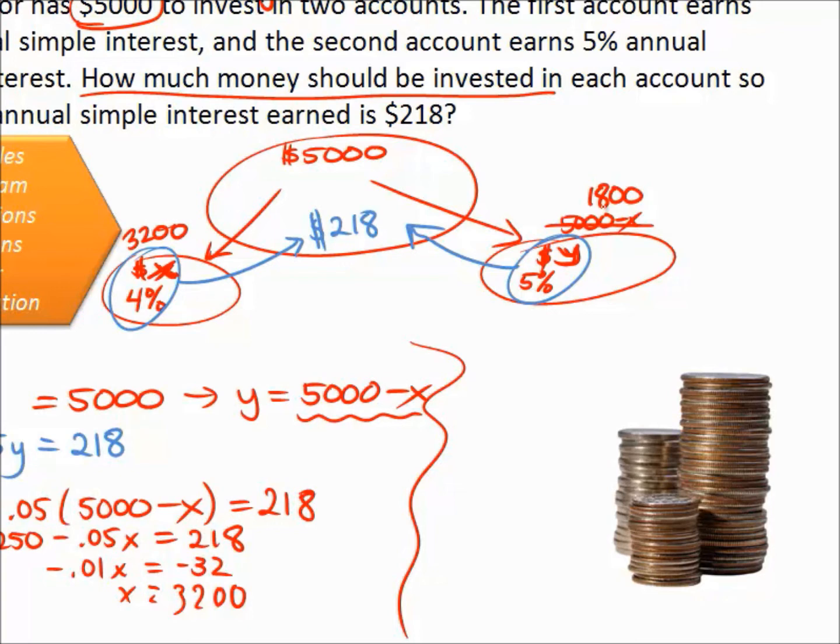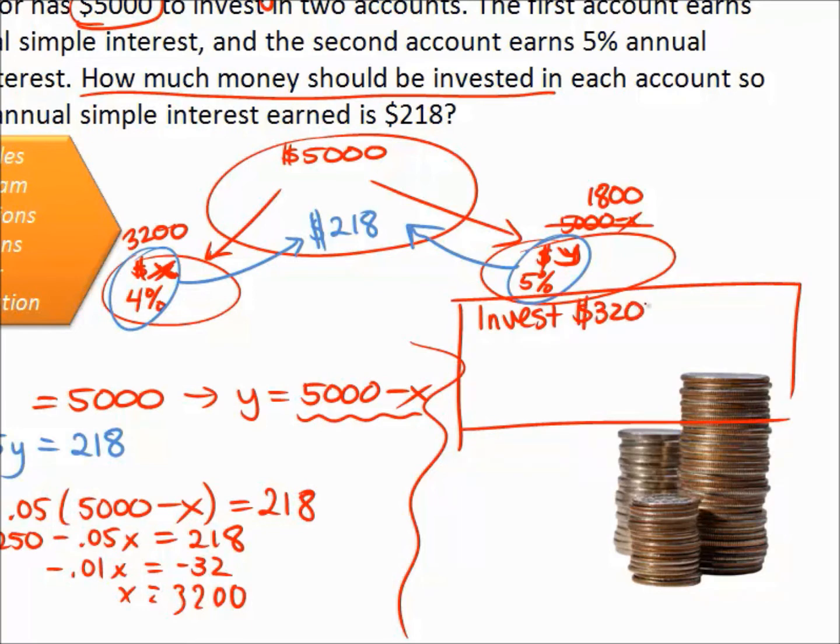Take 4% of 3,200, that's $128, and 5% of 1,800, that's $90. Add those together, and you get $218. Therefore, our final answer would be invest $3,200 in the 4% account and $1,800 in the 5% account.